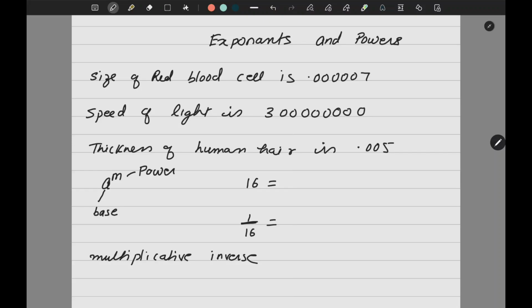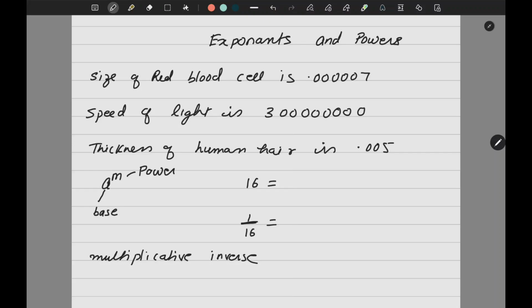Now let us go through the basics of exponents and power. There are a few numbers which are very huge, very big, for example the speed of light, mass of the earth, diameter of the sun. And a few numbers are very, very small, like the thickness of a paper, thickness of your hair. So very huge numbers and very small numbers I need to express in a proper format. For that, take the help of exponents and power.